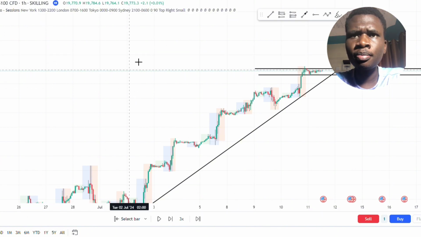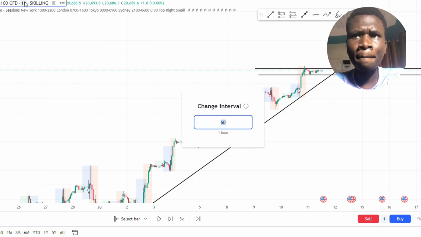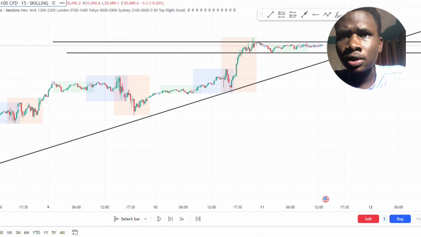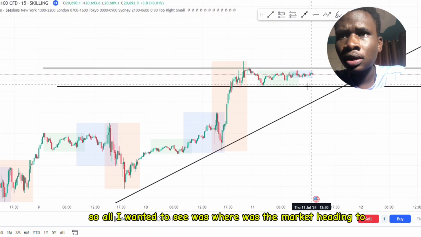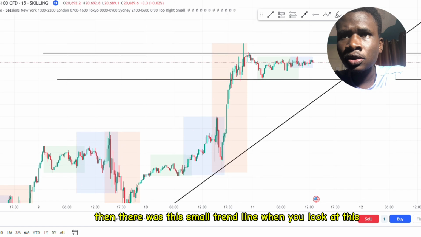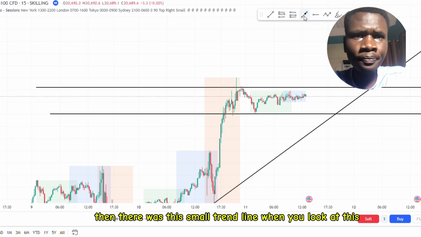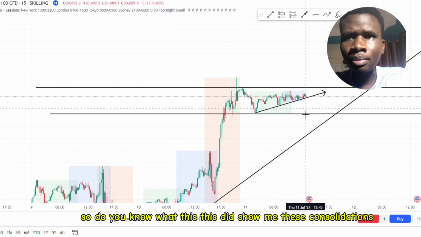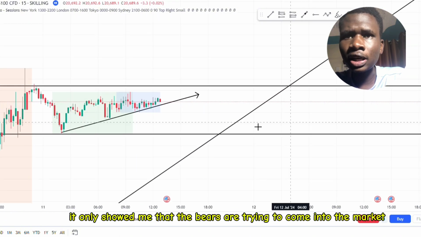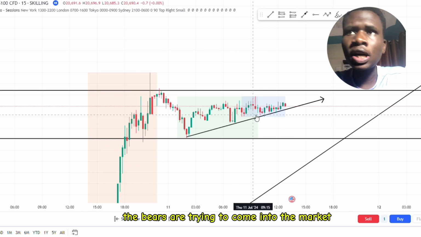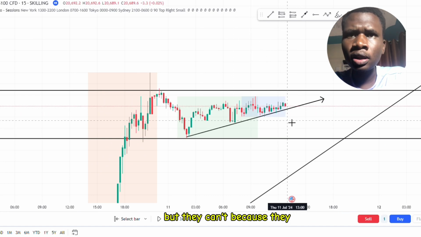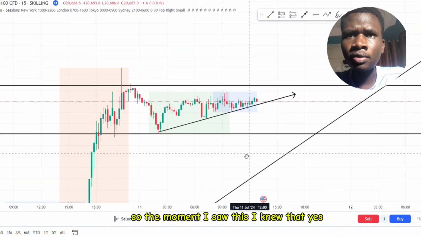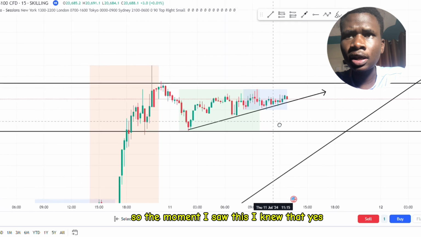So we had a very big consolidation on NASDAQ at this point. So all I wanted to see was where the market was heading to. Then there was this small trend line. Do you know what this showed me? These consolidations only showed me that the bears are trying to come into the market, but they can't, because the bulls are trying so hard to take the market upwards. So the moment I saw this, I knew that this is where I come in for the sale.